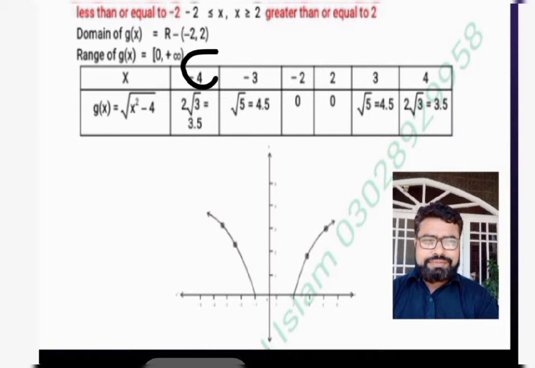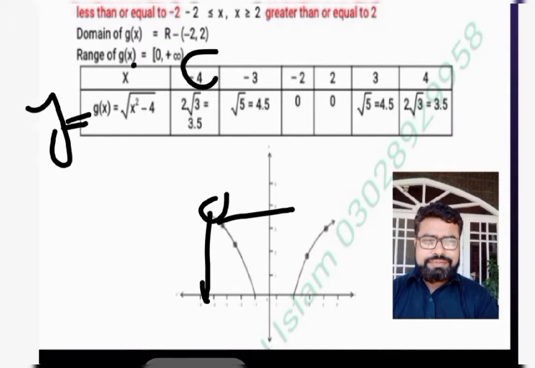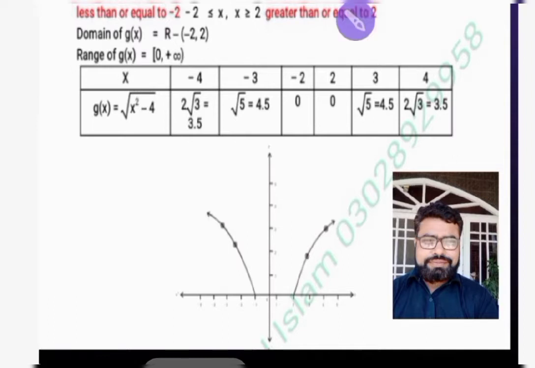Here is -4. At -4 the answer is 3.5. This is the y-axis and this is the x-axis. On the y-axis we have g of x, and here is x, so we put x equal to -4. Here is -4 and we have a value of 3.5, so we will mark a point here.